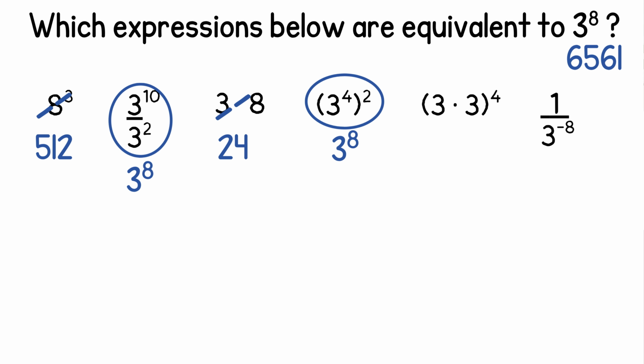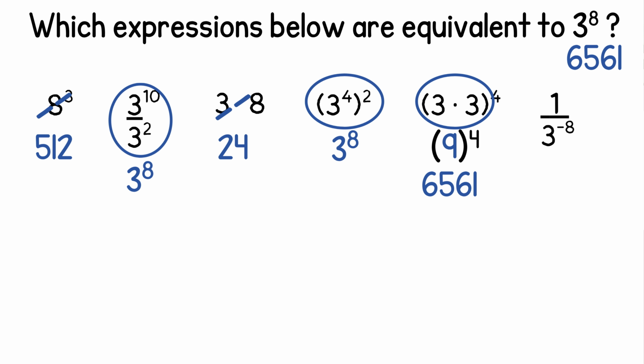Now we have 3 times 3 to the 4th power. Multiplying the parentheses first will give us 9 to the 4th power. And multiplying 9 times 9 times 9 times 9 gives us a value of 6,561. So this one is equivalent. Even though the powers didn't match exactly up with what we were given, it still gave us the same value.